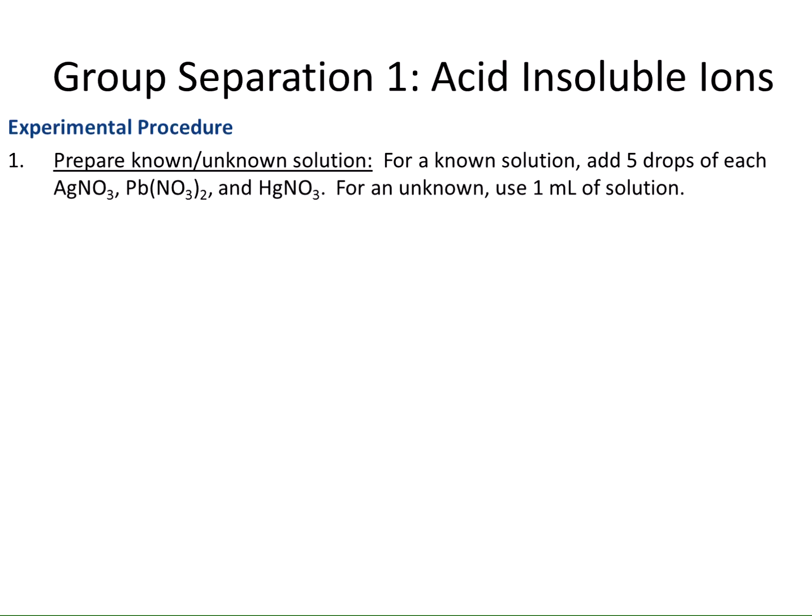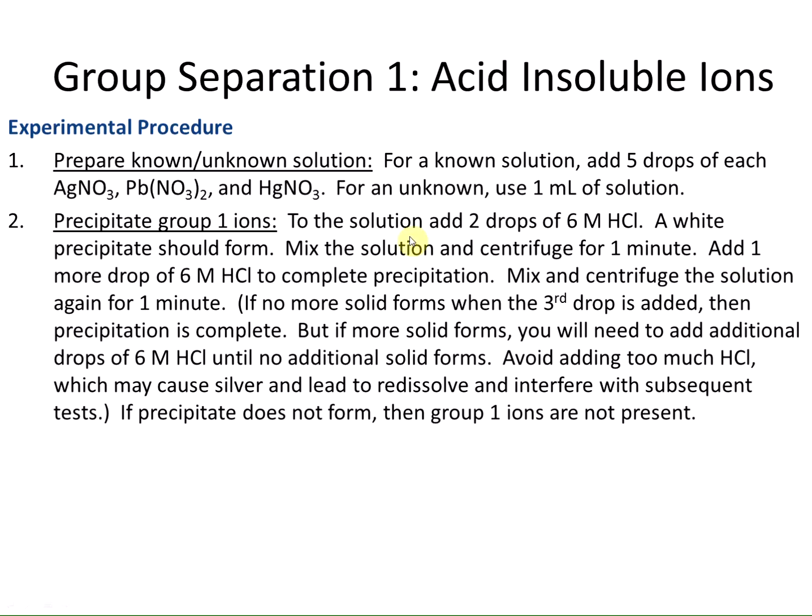After you prepare your known and unknown solutions, you'll precipitate the group 1 ions. So to the solution, add 2 drops of 6 molar HCl, and a white precipitate should form. Mix the solution and centrifuge for 1 minute. Add 1 more drop of 6 molar HCl to complete this precipitation. Mix and centrifuge the solution again for 1 minute. So if no more solid forms when the 3rd drop is added, the precipitation is complete.